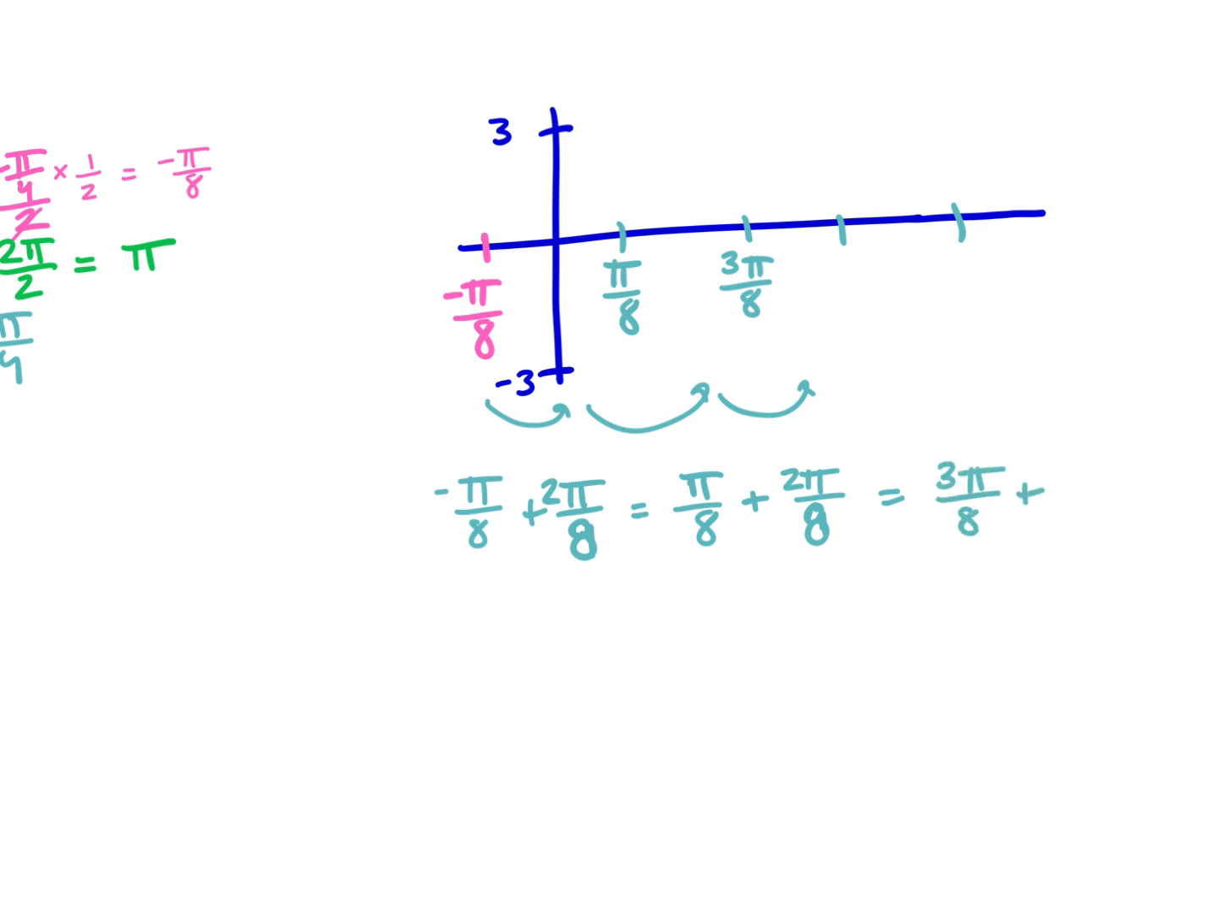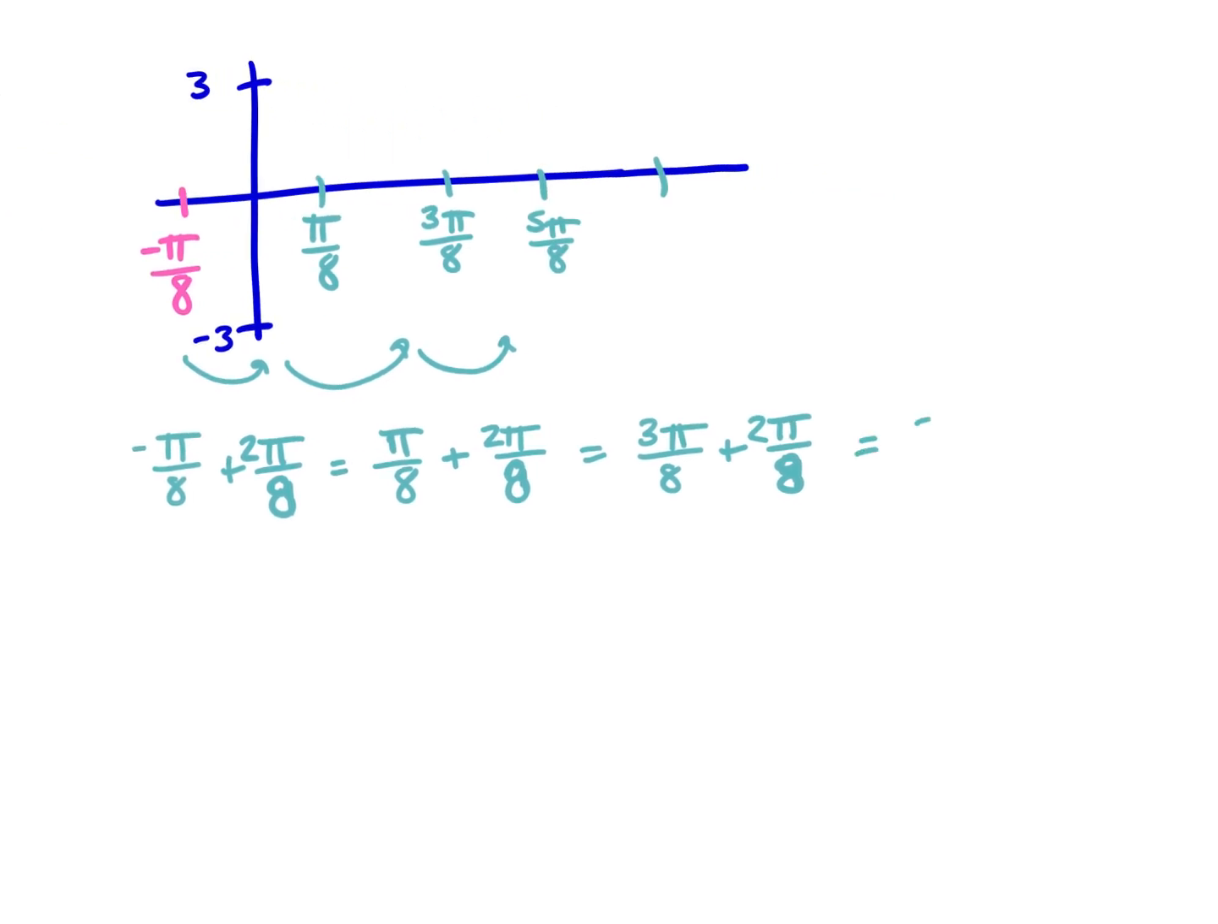We're going to add another pi over 4. We're just adding our increment each time. So I'll make that another 2 pi over 8. What do we get next? 5 pi over 8. So then we have 5 pi over 8. We're going to add another pi over 4. Then I'm going to make 2 pi over 8 again to give us a common denominator. What do we get? 7 pi over 8. So we have our starting point and 4 more points.